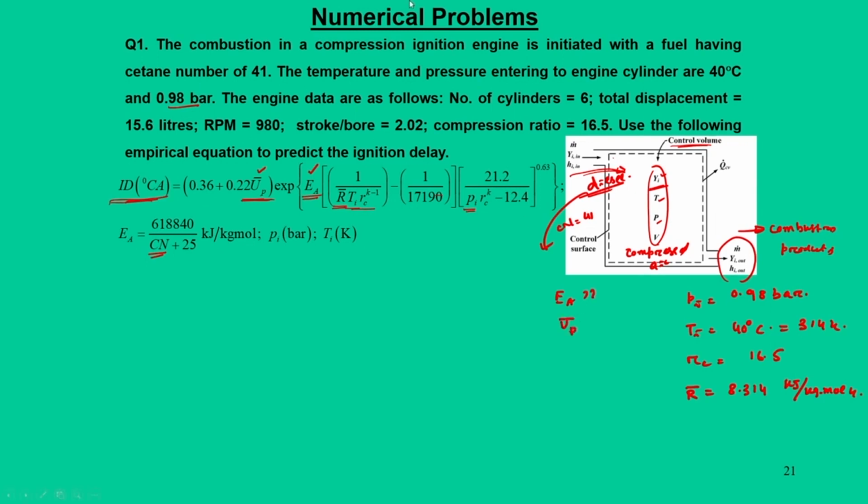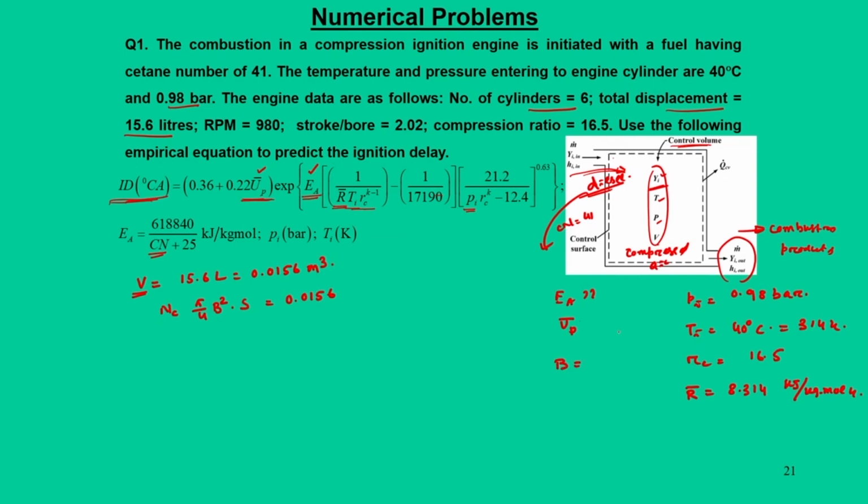Now, to calculate Up bar, other engine data is given. The total number of cylinders is 6, and the total displacement is 15.6 liter. So we can say total volume V is equal to 15.6 liter, that is 0.0156 meter cube, and total volume is nothing but number of cylinders times pi by 4 B square, where B is bore, times stroke, that is equal to 0.0156.